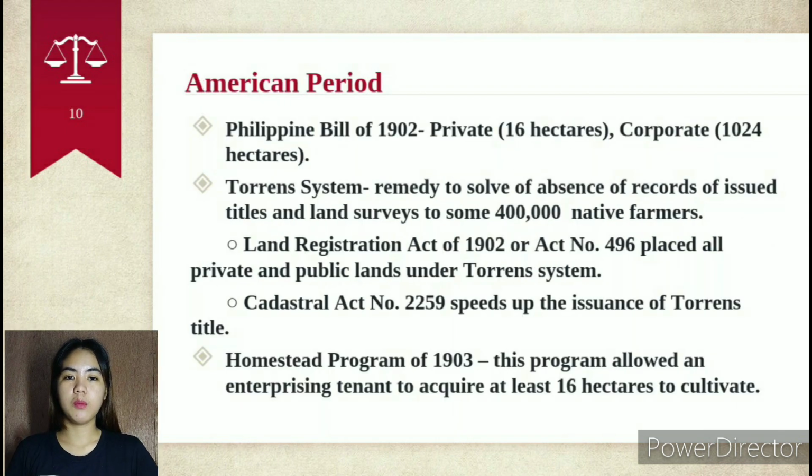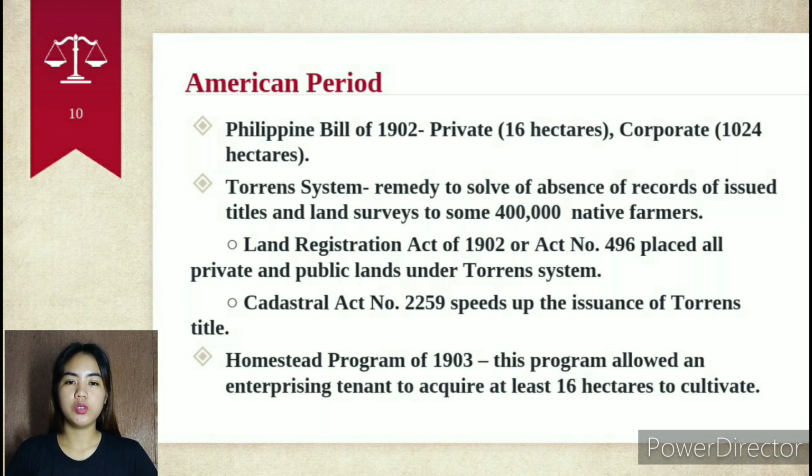As Americans came to our land, they primarily observed that our major problem was landlessness. Due to that, they sought to put an end to that crisis. So here are the following landmarks about agrarian reform legislation that they implemented. We have the Philippine Bill of 1902, wherein they provided 16 hectares for private individuals, and for corporate bodies, they distributed 1,024 hectares of land.